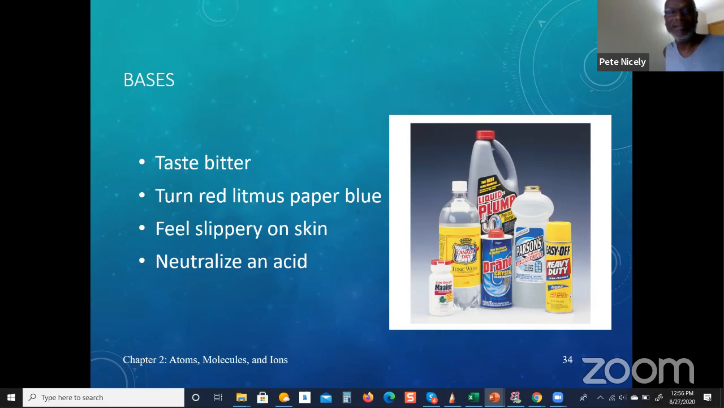Again, I would not recommend that you carry out this test to determine that your substance is a base, but this is a very interesting property, because when a base comes into contact with the oils on your skin, it actually converts the oil to soap. So that slippery feeling that you'd feel if it gets on your skin is basically soap being formed, all right? And the final property here is that bases neutralize acids, all right? So those are the properties of acids and bases.